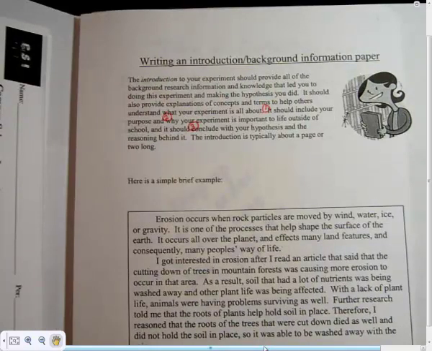I have now outlined 3 things that most people forget to put in their introduction paper. People are really good at doing this main stuff at the top, talking about the background research information, talking about your hypothesis and why you came up with that hypothesis, explaining different concepts and terms to help people understand what your project is about. But 3 things that a lot of people leave out are including your purpose and stating why it's important to life outside of school. And lastly, make sure that you end with your hypothesis. That is the last thing that should be stated.